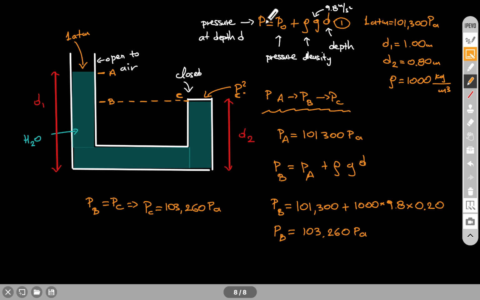And just be careful. Remember that the pressure on the left side of the hydrostatic pressure equation is the pressure at the depth D. This is the pressure at a level higher than this.